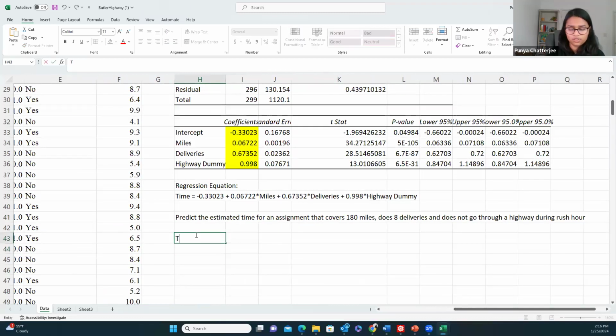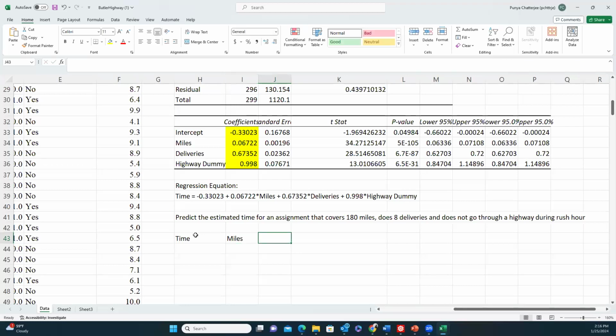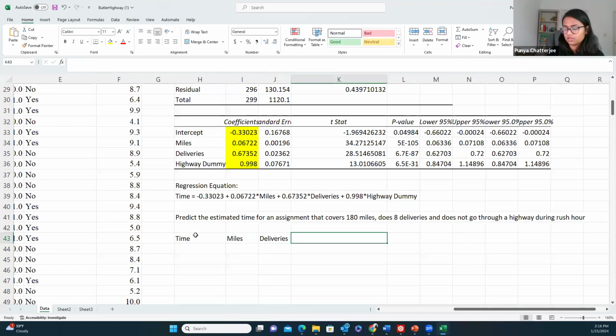So can you give me the predicted time? 17.157. Okay, let me do it. 17, fine. Anyone else good?